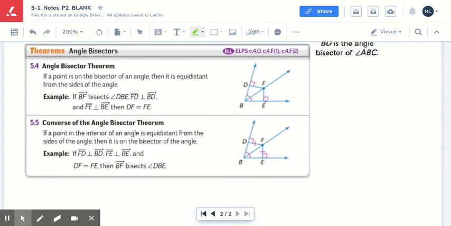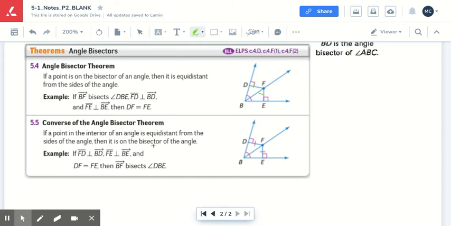The angle bisector theorem says that if a point is on the bisector of an angle, then it is equidistant from the sides of the angle. So any point that's on this ray here would be equidistant. And when we measure that distance, we always measure it with the shortest path, which would be a line segment that's perpendicular to the sides of the angle there. So these two are congruent, according to this theorem.